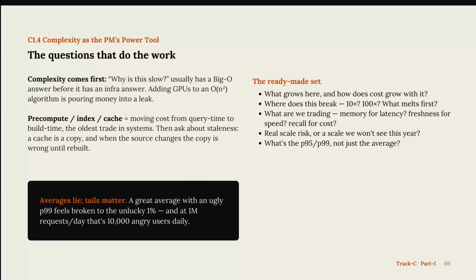Okay, we looked at all of this. I'm not going to reread all of this, but there is one question that we did not touch, that we were talking about earlier, which is the P95, P99, not just the average. Okay, you need to look at, hey, a great average with an ugly P99 feels broken to the unlucky 1%. And at 1 million requests per day, that's 10,000 angry customers or users on a daily basis.